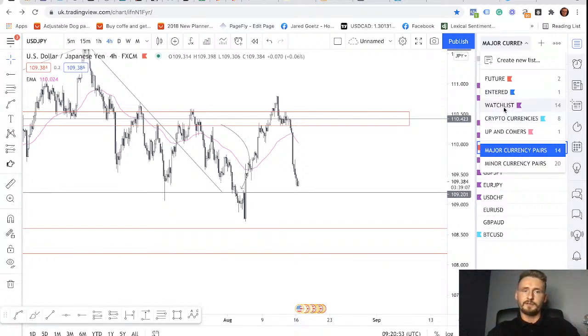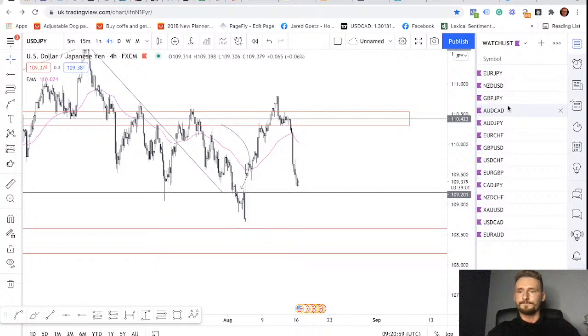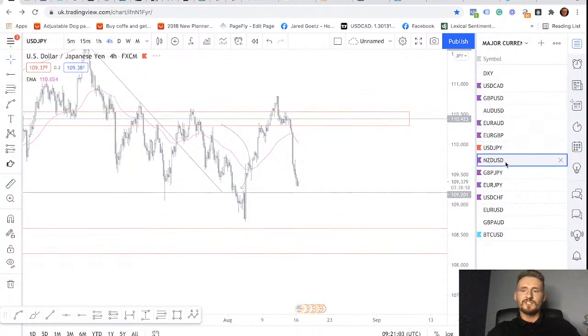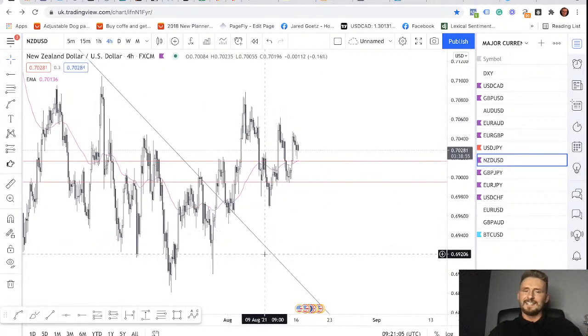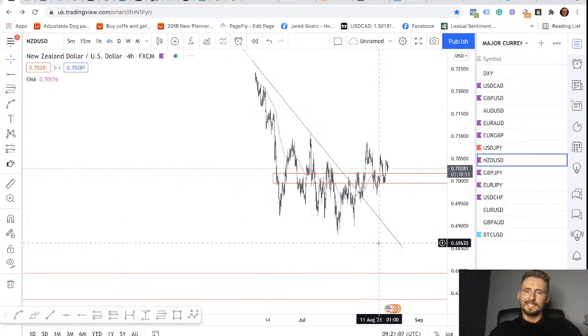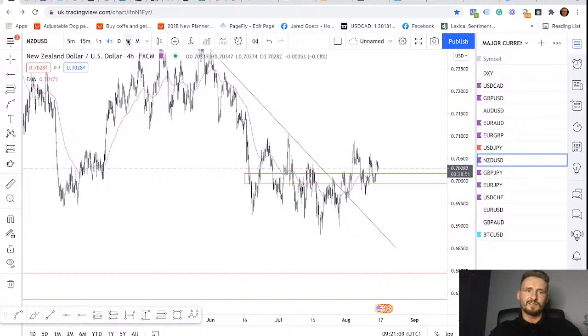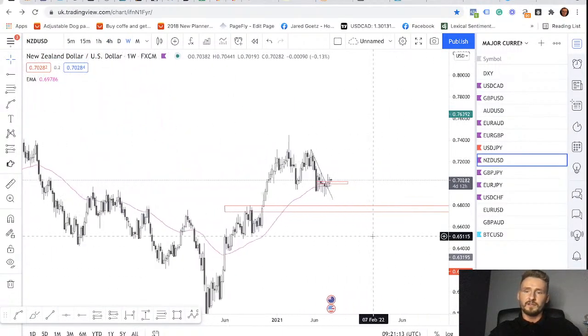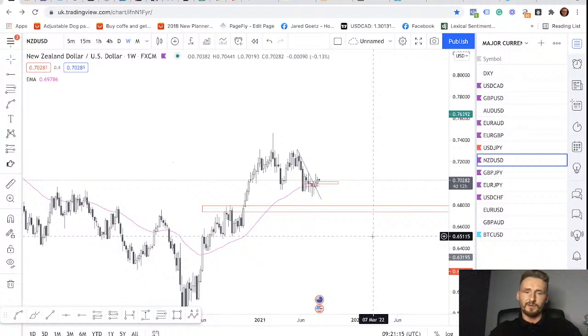So let's leave USD JPY for now, okay, and we are going to keep going on. Let's go NZD USD, okay. Again, I'm going to take this off the watch list. Not impressing me at all. It's just moving horribly, like horribly. I don't like the way it's moving.